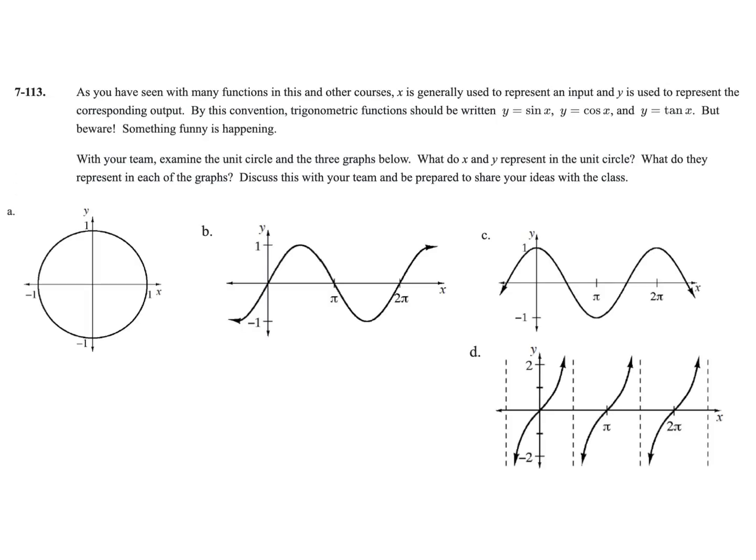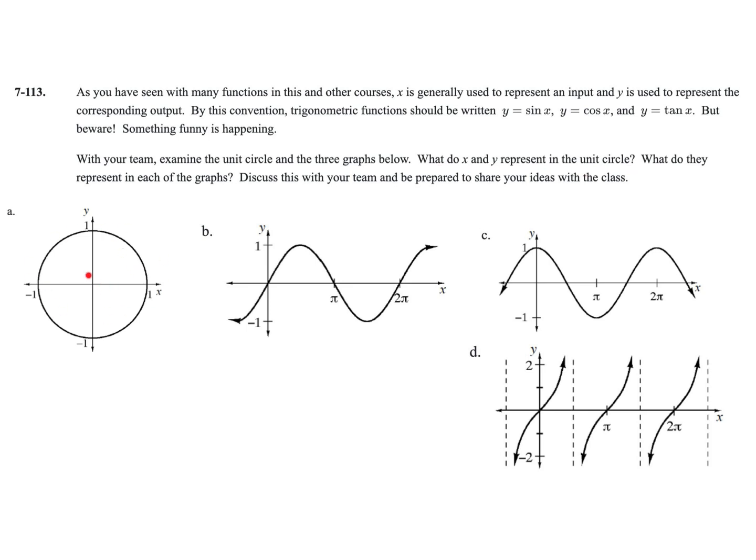So in problem 7-13 here, as you've seen with many functions in this and other courses, x is generally used to represent an input and y is used to represent a corresponding output. By this convention, the trigonometric functions should be written as y equals sine of x, or cosine of x, or tangent of x, and so on. But beware, something funny is happening. With your team, examine the unit circle and the three graphs below. What do x and y represent in the unit circle?